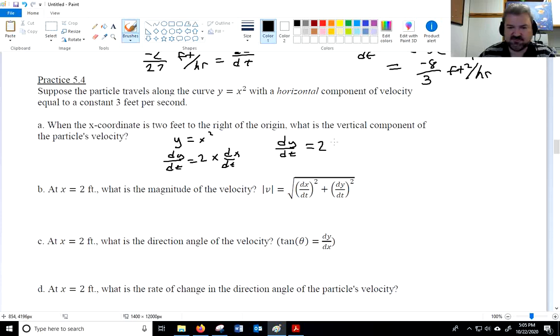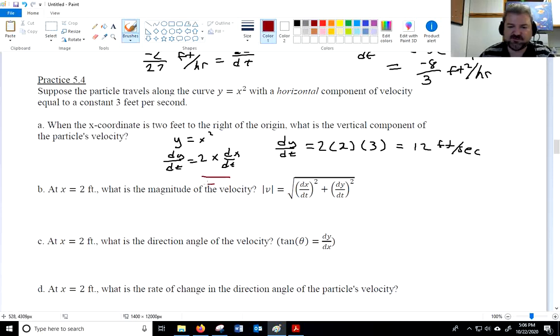And that must equal 2 times 2 feet times the rate of change in x, which is 3 feet per second. So that would be 12 feet per second. Kind of an interesting thing here, though.